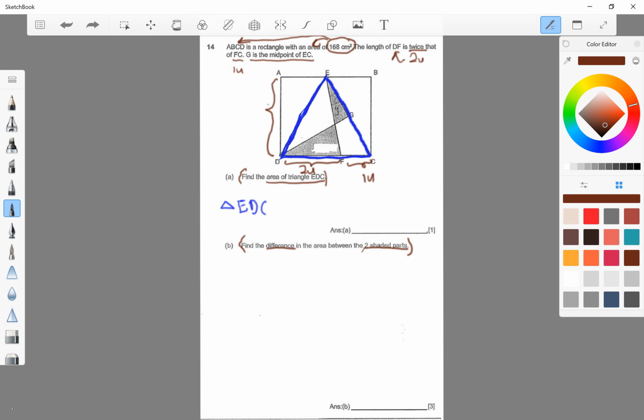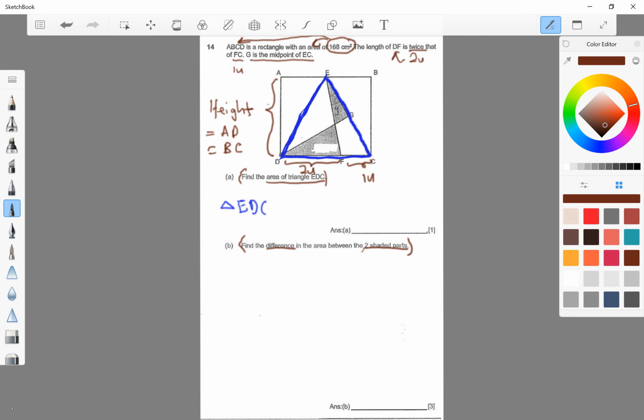So let me just repeat myself again. As of now, we do not actually know the height of this triangle. But what we can confirm is that the height of this triangle EDC, let me just write it down, the height is actually the breadth of the rectangle. So the height is equal to AD, is also equal to BC. So the height of the triangle is equal to the breadth of the rectangle. We say that it's either AD or BC.